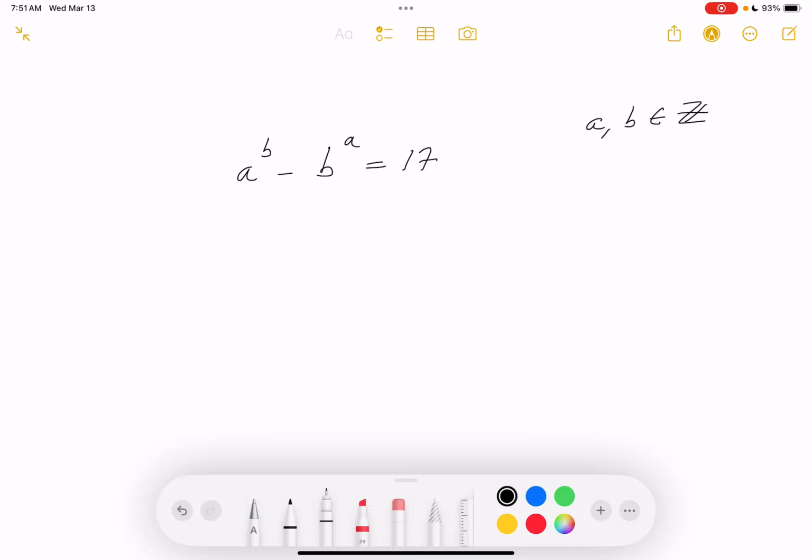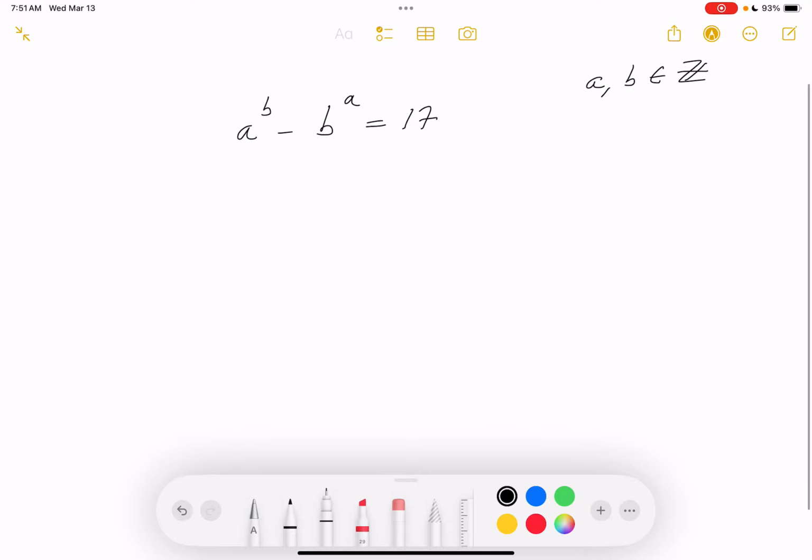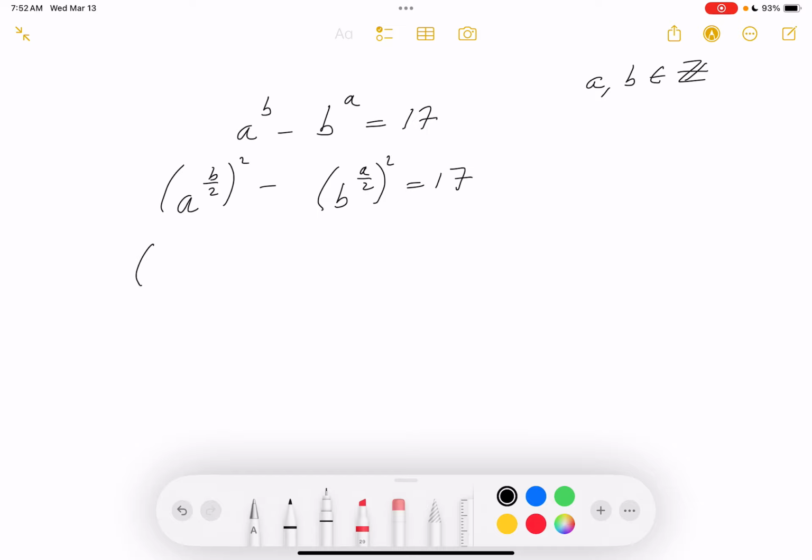So what I did was I kind of looked at 17 and said, well, 17 is a product of 2 numbers, 1 times 17. Then I started thinking, well, maybe I could factor this thing. All right, I'll put this over here. I'll write this as b over 2 quantity squared, because I'm going to try to get a difference of perfect cubes, by perfect squares, I'm sorry. I get a to the b over 2 squared minus b to the a over 2 squared is equal to 17. And then what do I do? I try to factor it, and it's going to give me a difference of perfect squares.